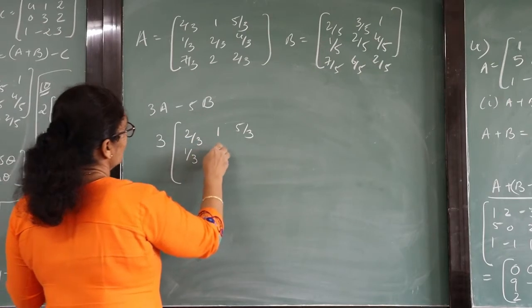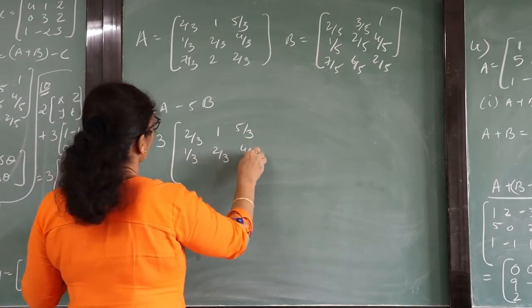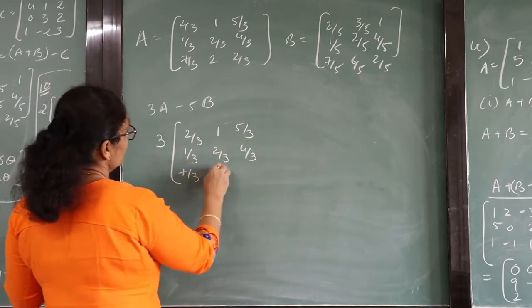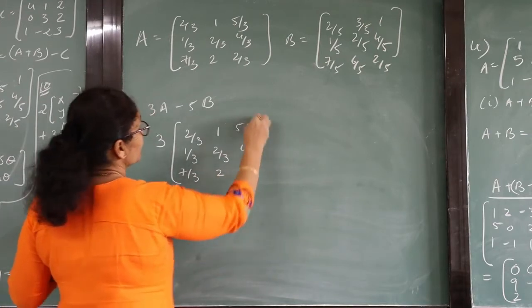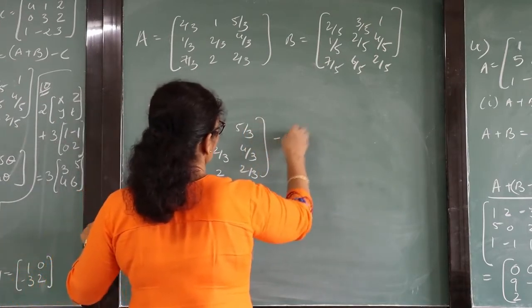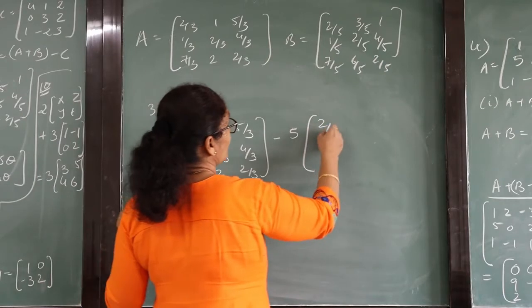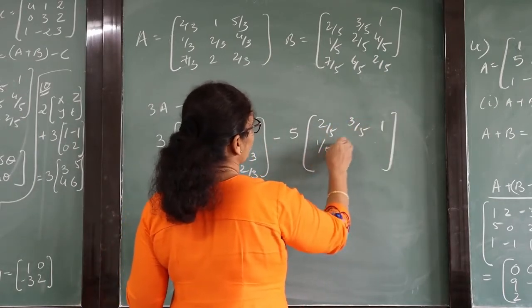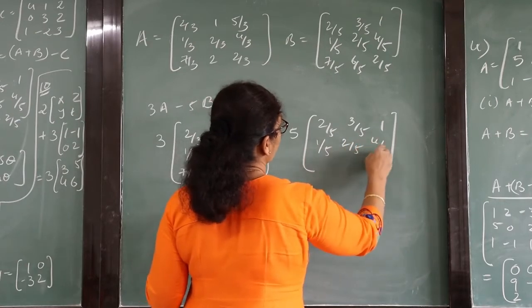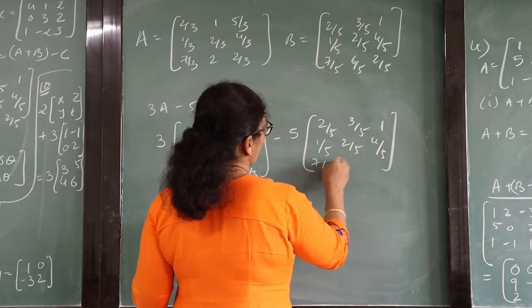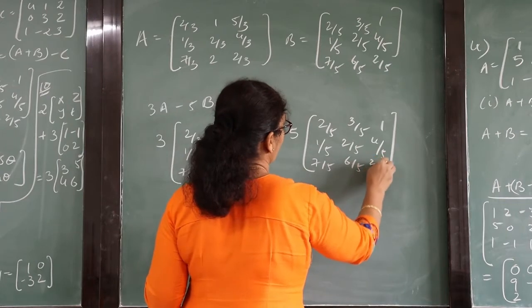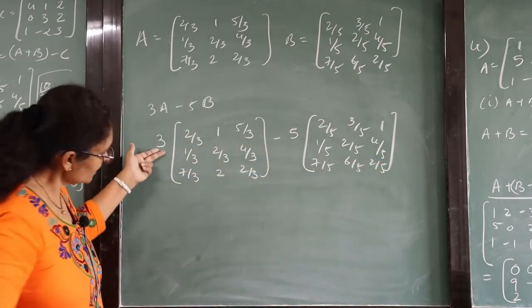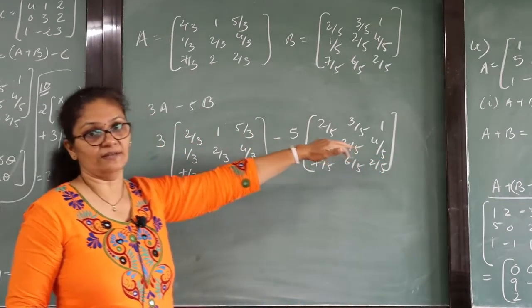1 by 3, 2 by 3, 4 by 3, 7 by 3, 2, 2 by 3. Similarly, minus 5 into b will be 2 by 5, 3 by 5 and 1, 1 by 5, 2 by 5, 4 by 5, 7 by 5, 6 by 5 and 2 by 5. Let's take these 3 inside and here 5 inside the matrix.